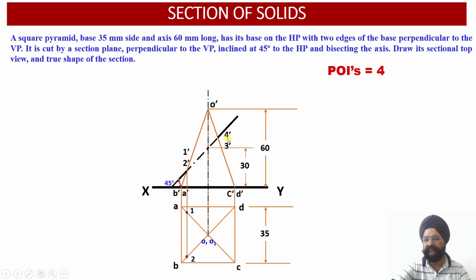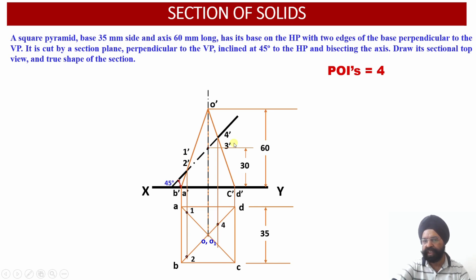Similarly, 3 dash and 4 dash are points of intersection of the cutting plane with the slant edges O dash C dash and O dash D dash. Now let us start. Once again I will be bringing one projector down, a vertical projector through 4 dash and 3 dash. So let us start with 4 dash now. 4 dash is the point of intersection of the cutting plane with the slant edge O dash D dash. So the 4 dash point lies on O dash D dash. So I have brought it down. Wherever it intersects with the top view of this slant edge projector, that is OD, I get the location of point 4.